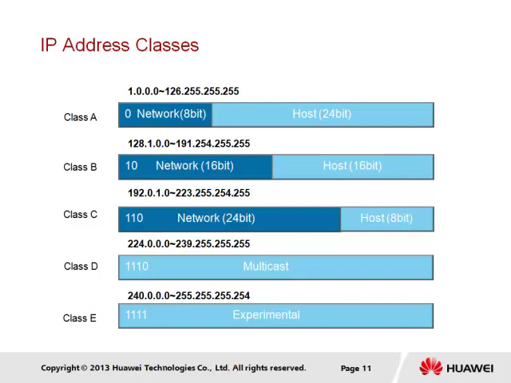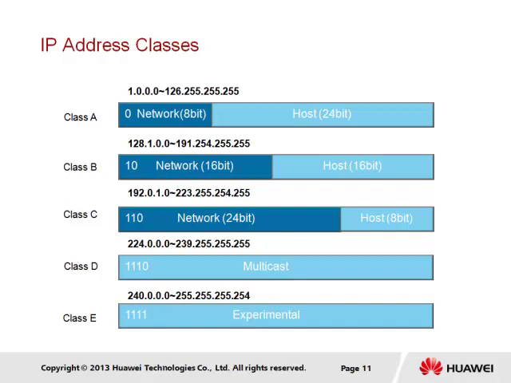We can easily distinguish each class in binary based on the high order or leftmost bits. For class A, the high order bit is fixed as 0. For class B, the two high order bits are fixed as 1 and 0, while for class C, the three high order bits are always set as 1, 1, and 0 in that order.